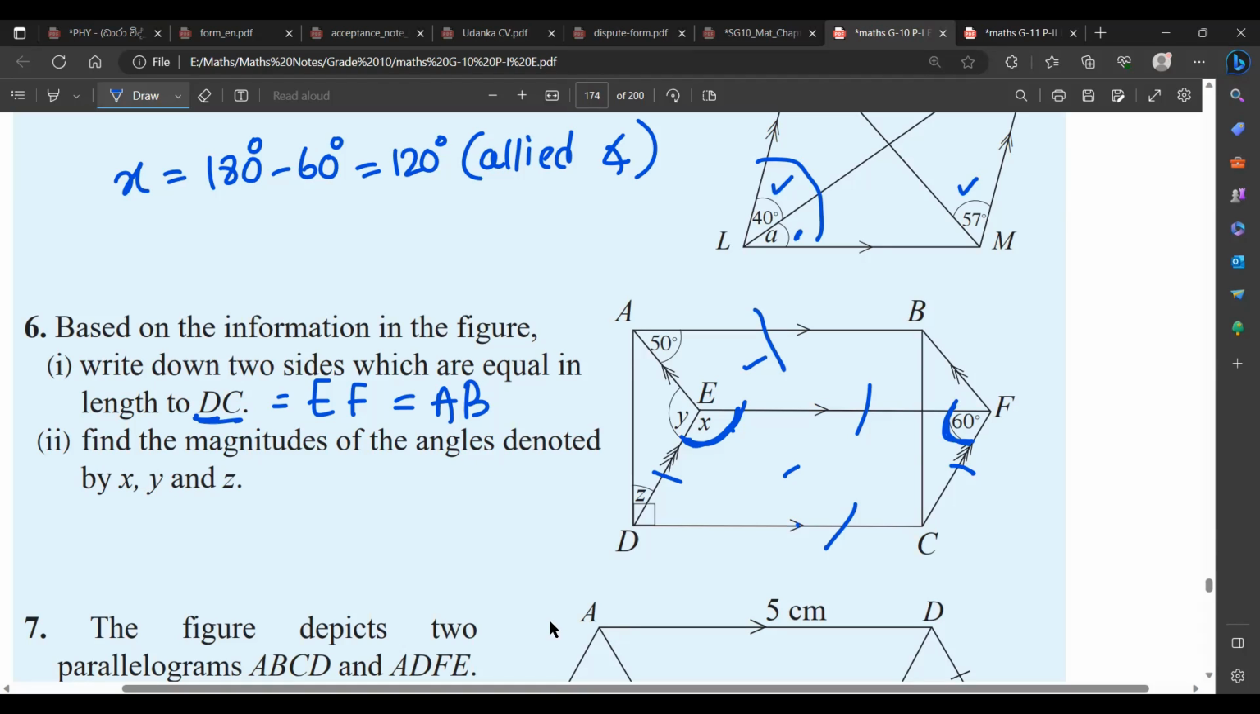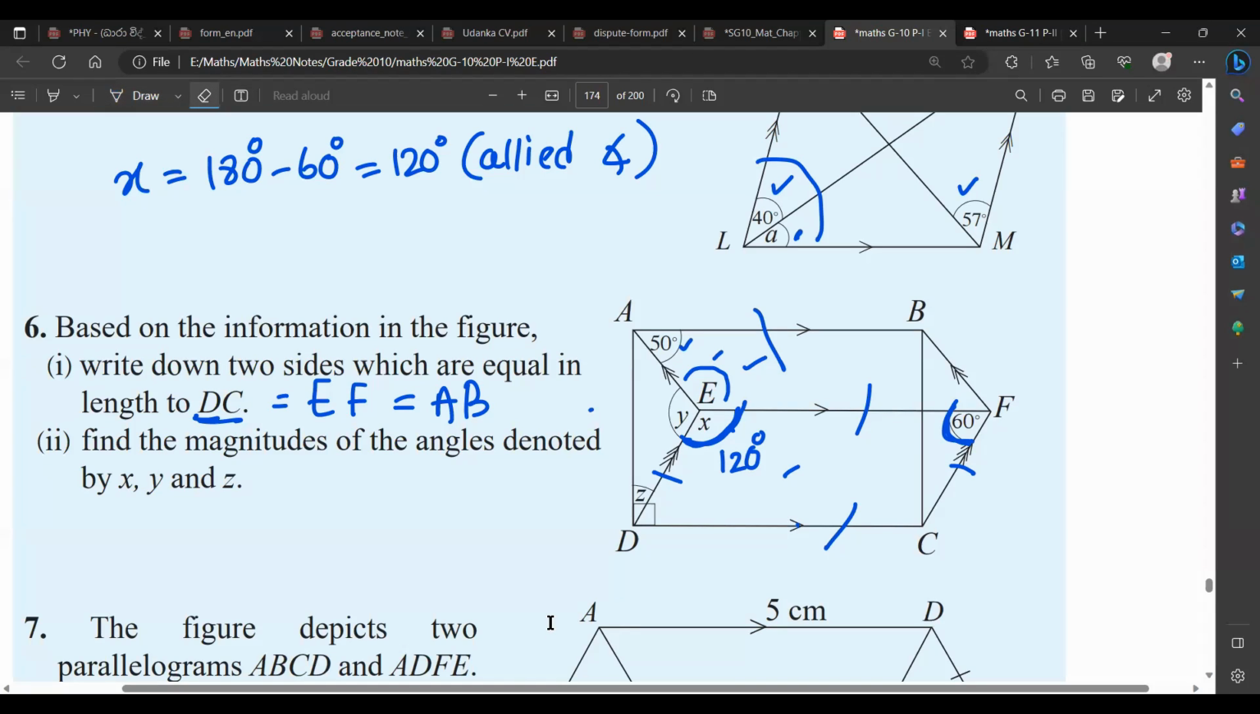And Y? How to find Y? Oh, there is something more. You know this one now, 120, no? There are several methods, 120. You can find this angle how? This angle and this angle should be aligned angles, no? These two should be aligned angles.